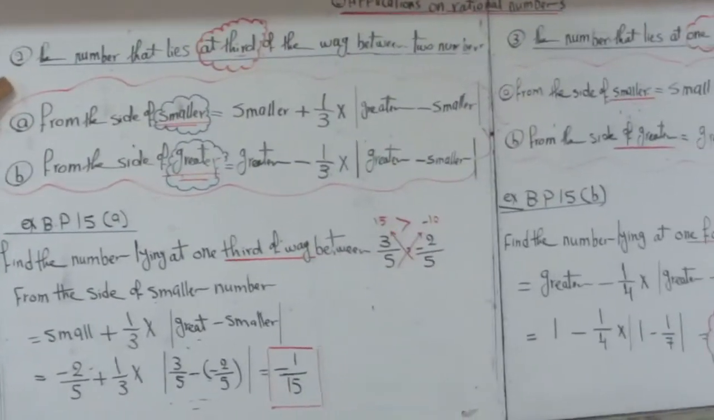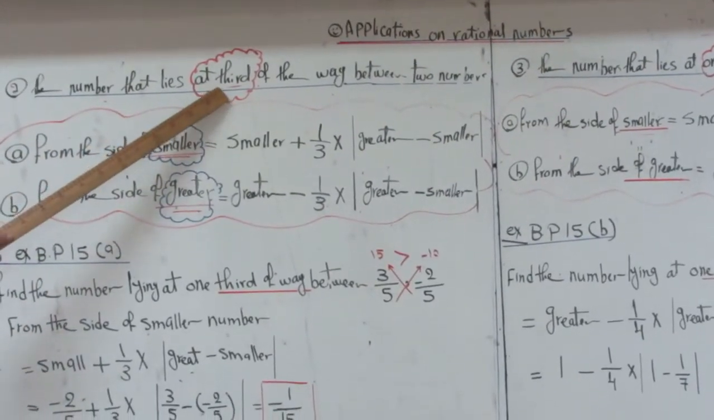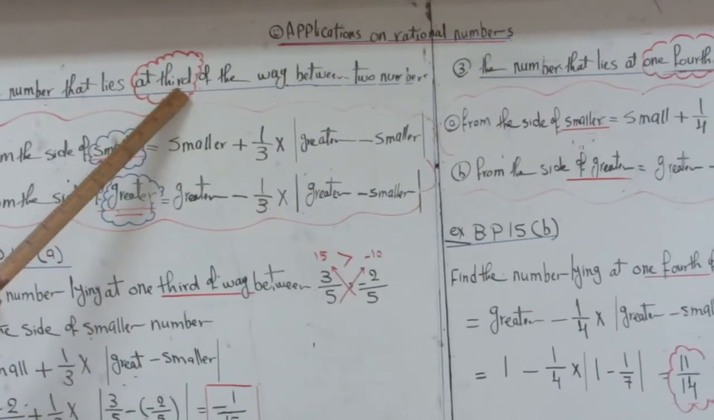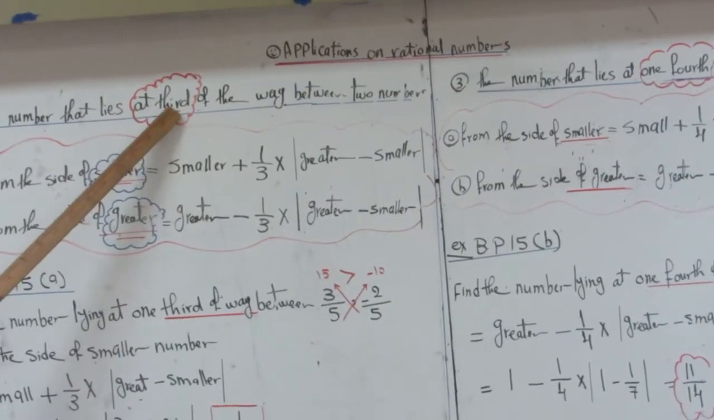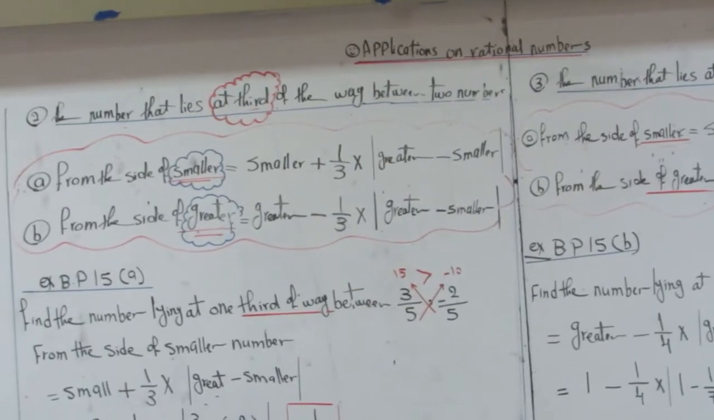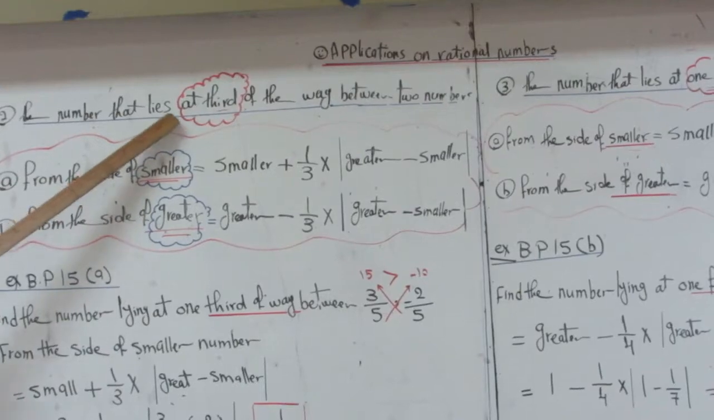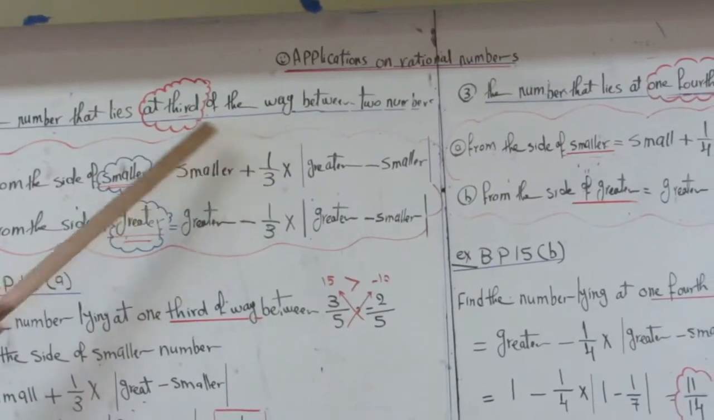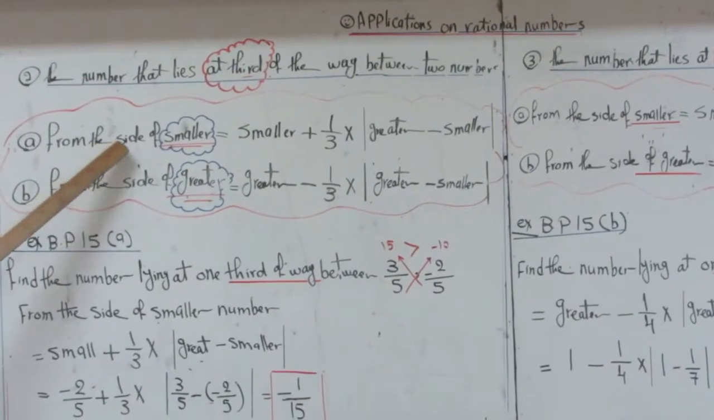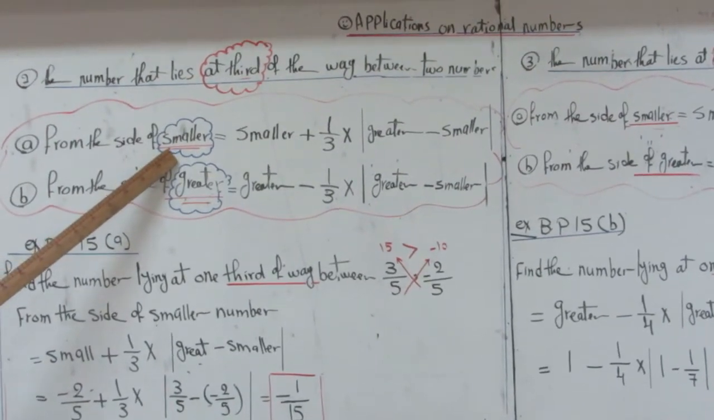The second one: if I say the number that lies at a third of the way between two numbers. Third means 1 over 3. If I say any distance that is not half, it will be different. If I say a third of the way between two numbers, I have two rules. At the third, I have two numbers, one of them is greater than the other one.